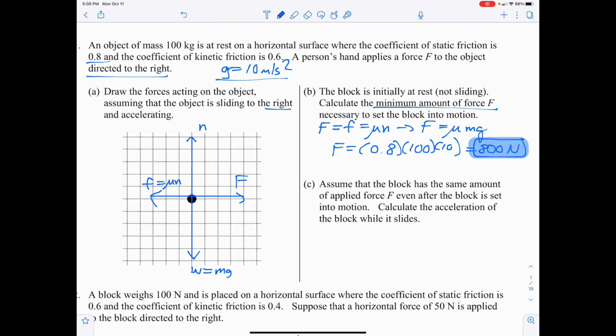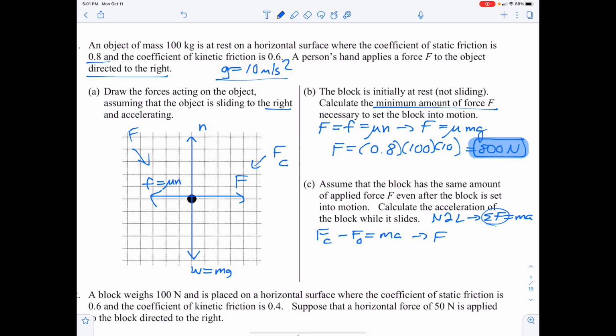Part C, assume that the block has the same amount of force applied after the block is set into motion. Calculate the acceleration of the block while it slides. So this is where we're going to use Newton's second law. Newton's second law tells us that net force equals ma. The net force part of it is causing force minus opposing force equals ma. Well, the applied force is our causing force, that's our causing force right there. And the friction, that's our opposing force.